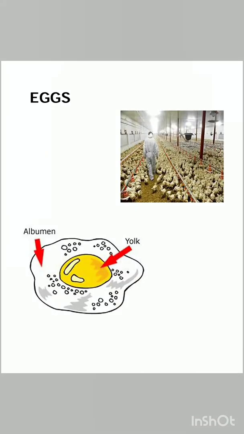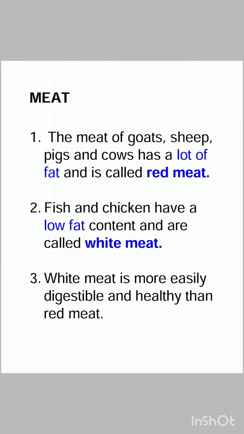Eggs. The white of an egg contains protein and also vitamin B. The yolk of an egg is not considered very good for health as it is made up mostly of fat. Next, meat. Here the meat is categorized in two parts, that is red meat and white meat.